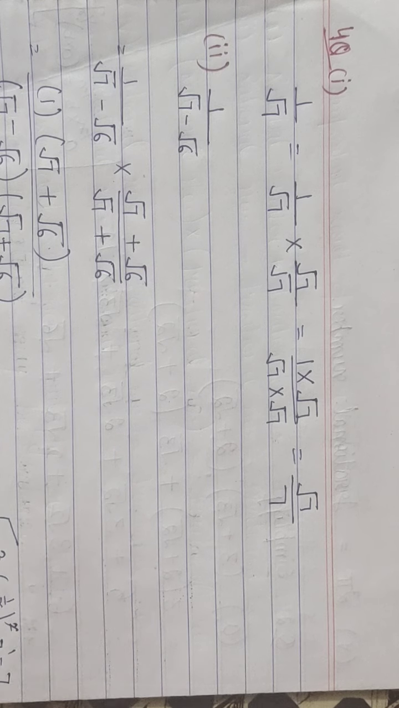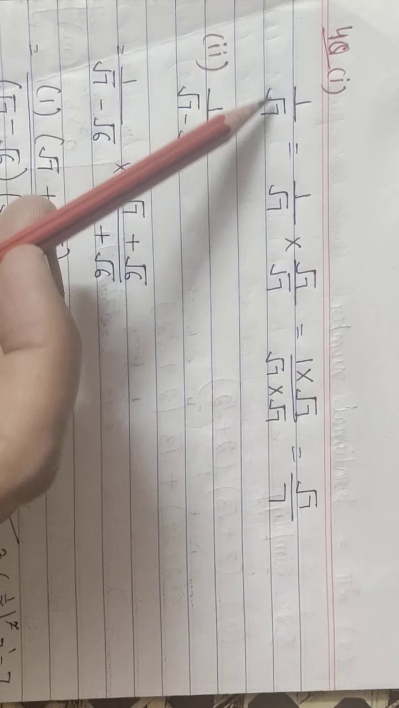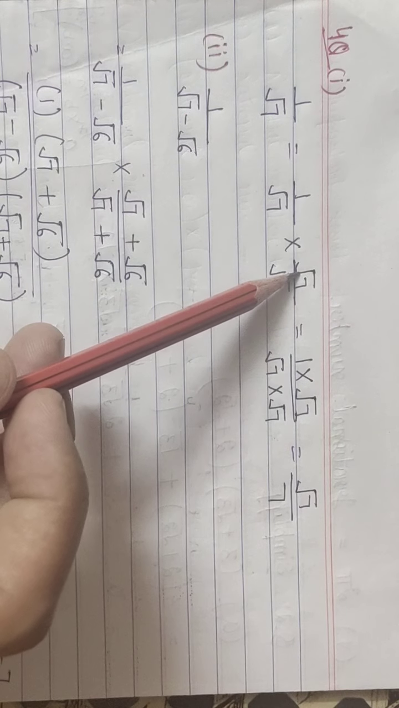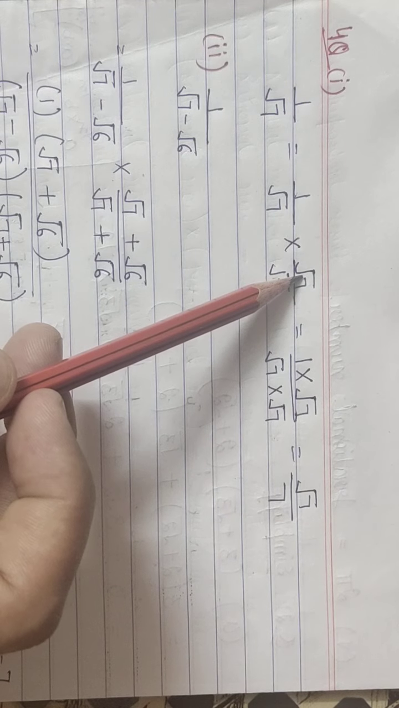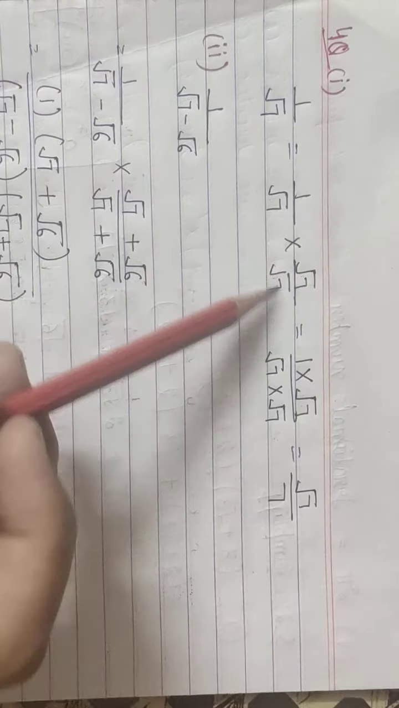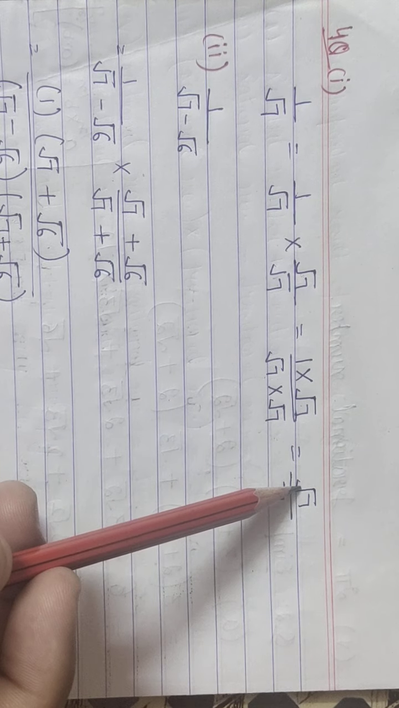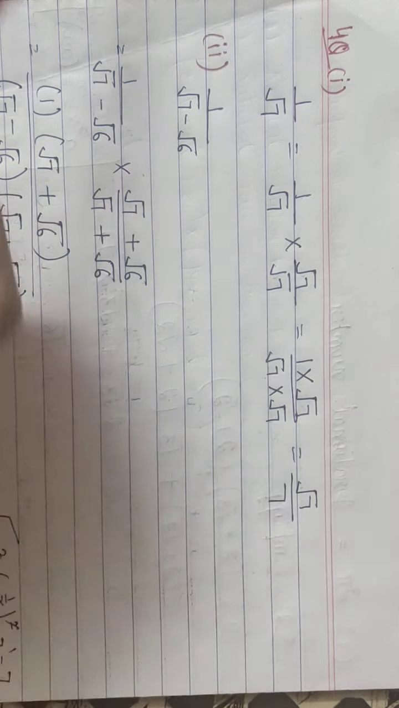This is the first part, 1 upon root 7. Here only a single number is present, so we have to just multiply and divide by root 7. Numerator is multiplied with numerator and denominator is multiplied with denominator. 1 multiplied with root 7 gives root 7. Root 7 into root 7 gives 7.